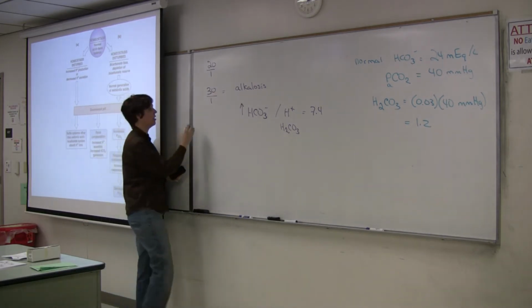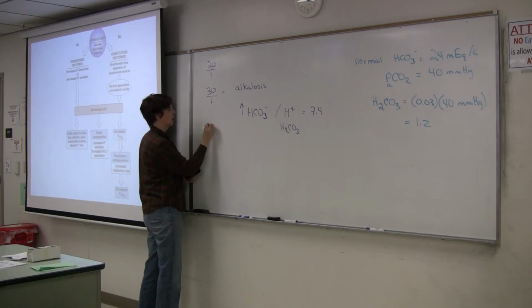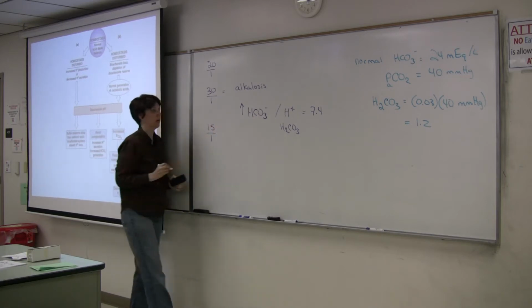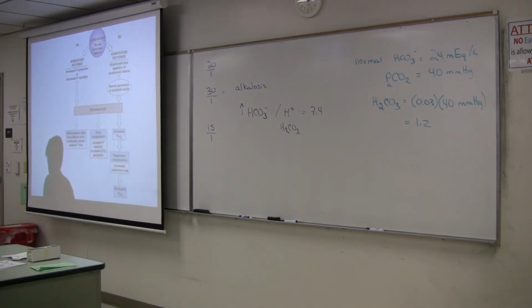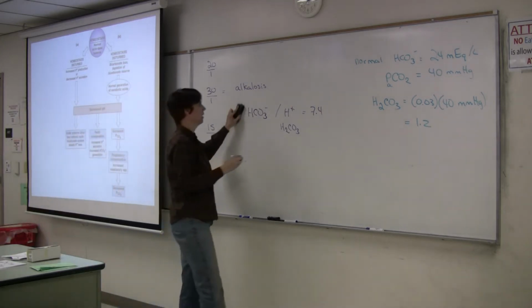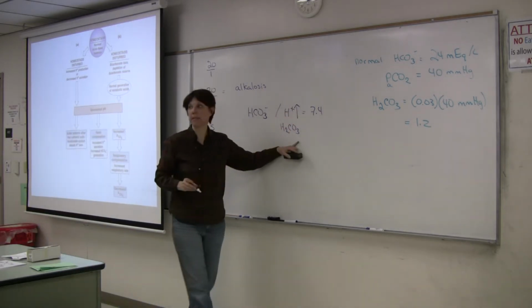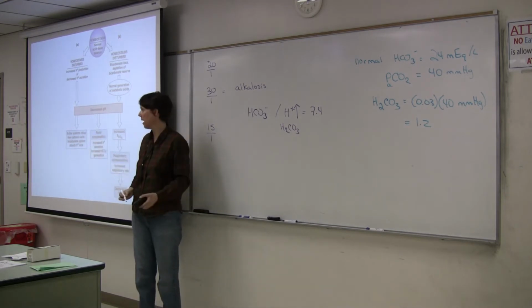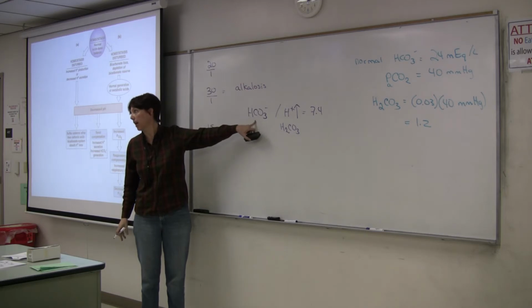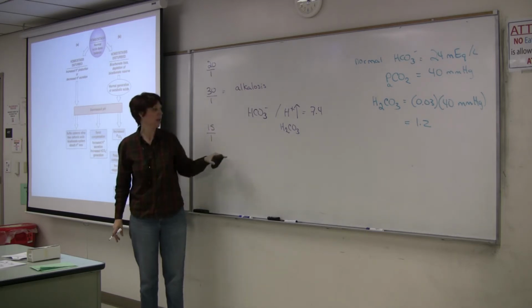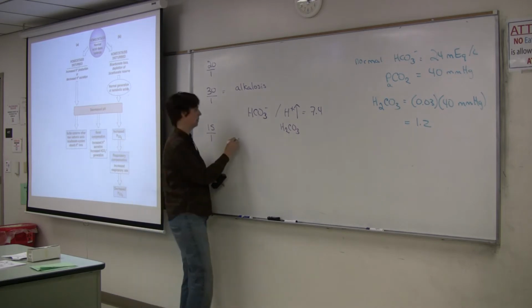Okay, now let's change it to 15 milliequivalents of bicarb, but still our PCO2 is normal. Out of sync, but which way? Acidosis. Now we have too many carbon dioxide molecules. We're making too much carbonic acid, and the hydrogen ions that are released, we don't have enough of our bicarb to buffer. Okay? So we are in acidosis.